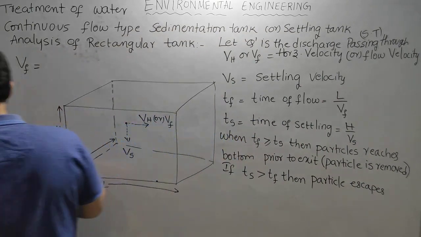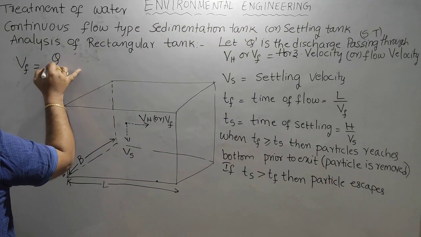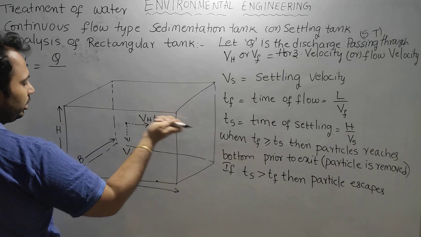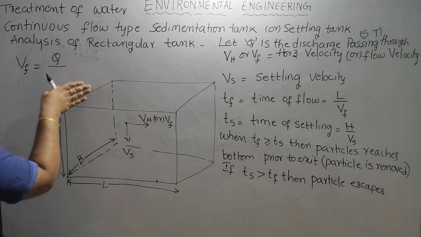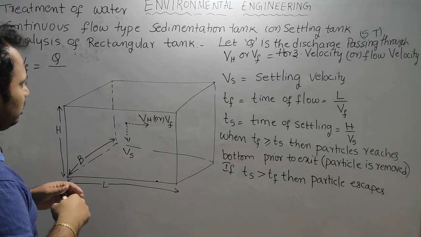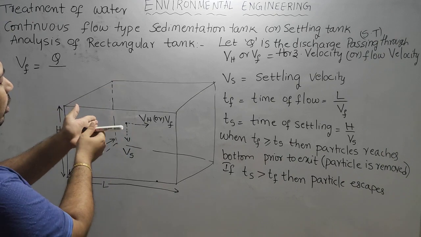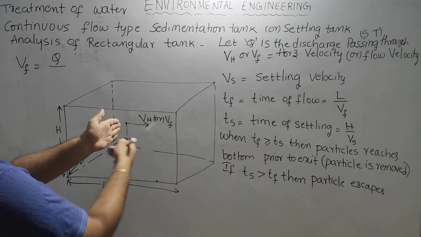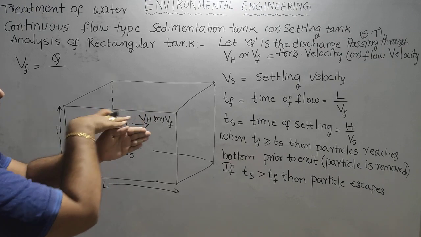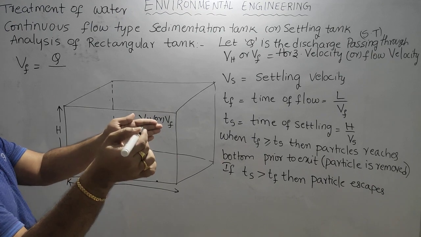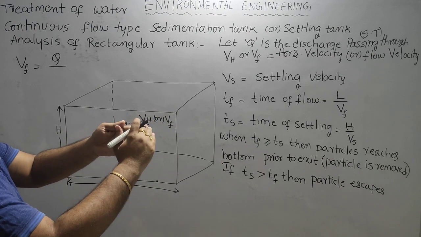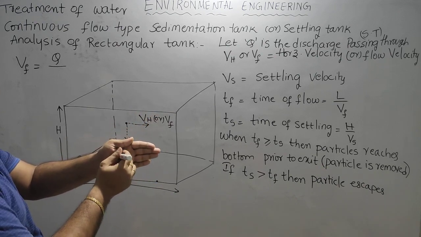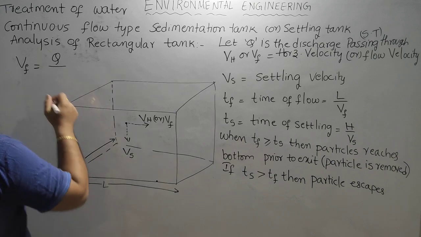So then Vf is equal to Q upon area. Which area do I need to take? Whenever we take velocity in this direction, we take the corresponding perpendicular area. If this is the inlet location, this is the direction of velocity of flow. So this is the width of the tank and this is the depth of the tank. So B into H we need to take in order to find the velocity of flow.